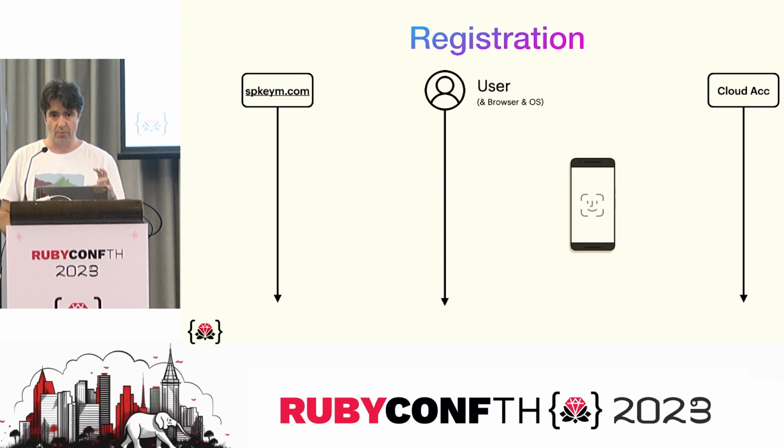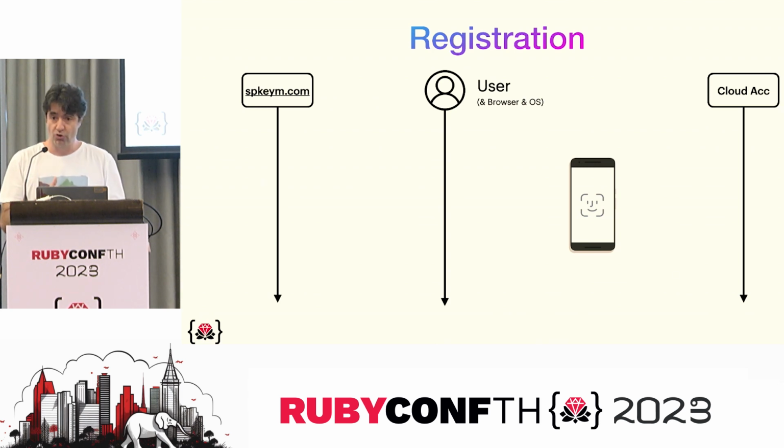spkeyman.com, which is just a website. In the world of passkeys, that's your relying party. That's how it's called, or RP. That's a very, very passkeys friendly website. I can assure you that. Sorry for the shameless plug there, but that is your website. That's your Rails application, right?